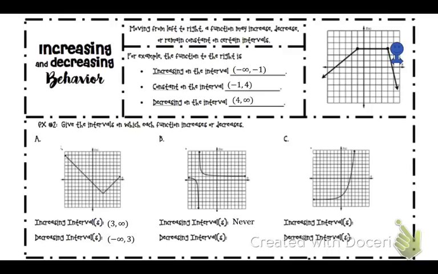On this next one, you're never increasing here. We're always decreasing. But there's that one point where there's nothing equal there. So it's going to be from negative infinity to negative 5, and then from negative 5 to infinity. The last one, we are always increasing, so it's negative infinity to positive infinity, and it's never decreasing.